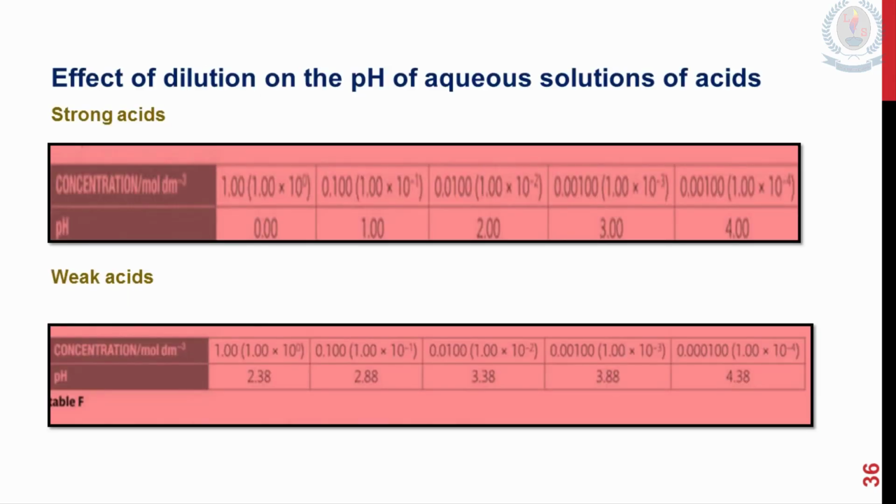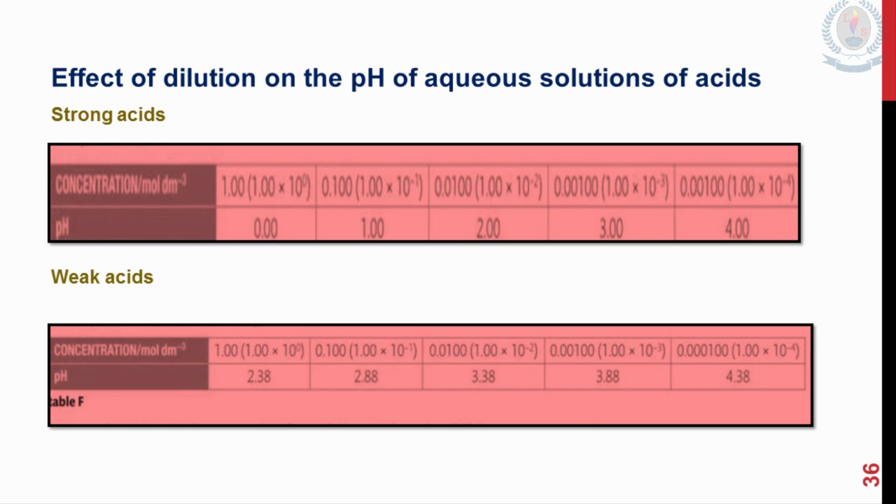Now let's see the effect of dilution on the pH of aqueous solution. Here you can see the concentration series for a strong acid, and when the concentration of the acid is decreasing, the pH is increasing. That means the strength of the acid is decreasing. This table shows that.